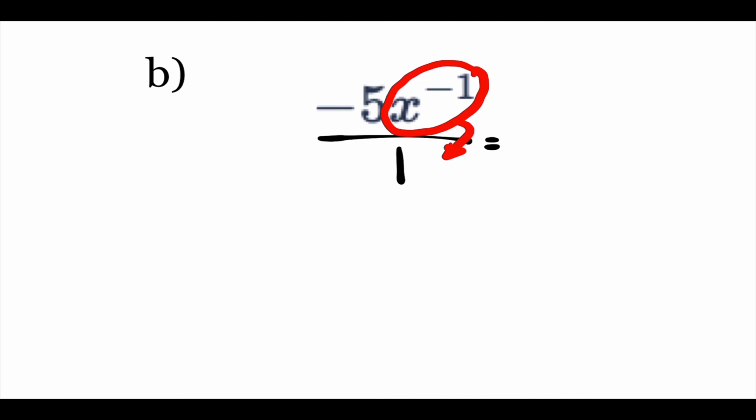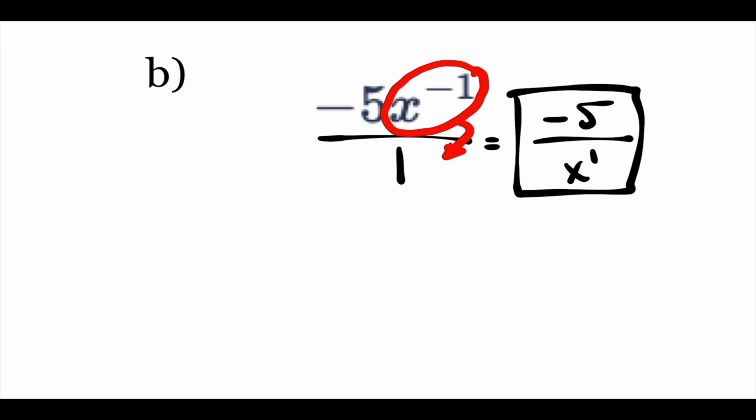I see that mistake a lot. That's one of the most common mistakes. So -5 stays on top. And then x to the first, or just x. You don't have to write x to the first. You can just say x if you want. Why does the -5 stay on top?